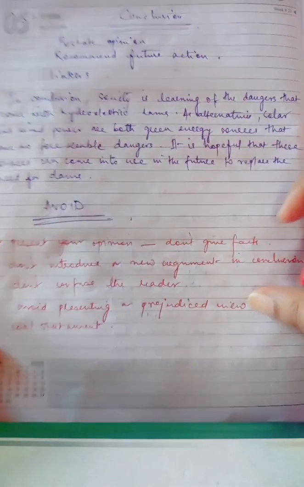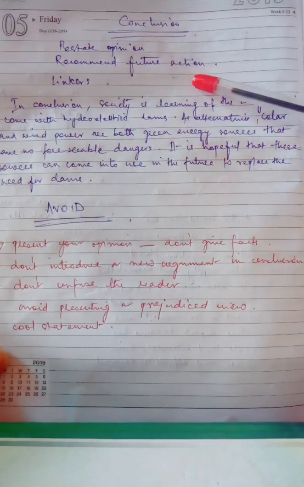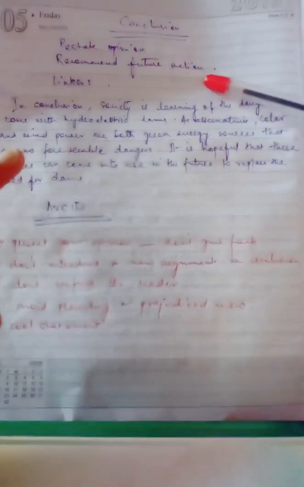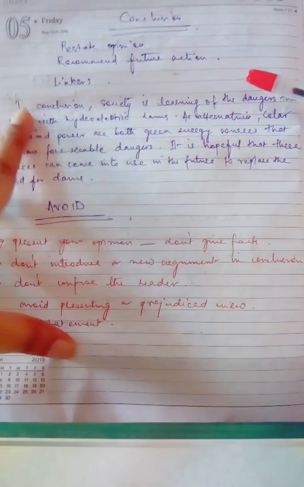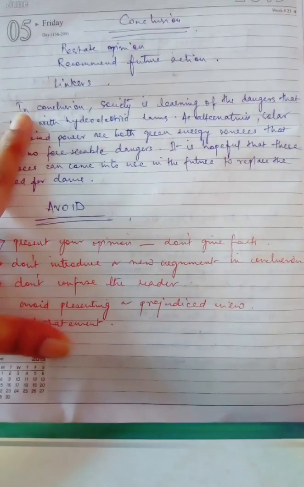Now the conclusion is very important again in an argumentative composition, where you are going to restate your opinion, right? Recommend some future action and begin with some linkers. This is very important. Restate, recommend future action, and linkers. For example, "In conclusion," so I'm starting with linkers.